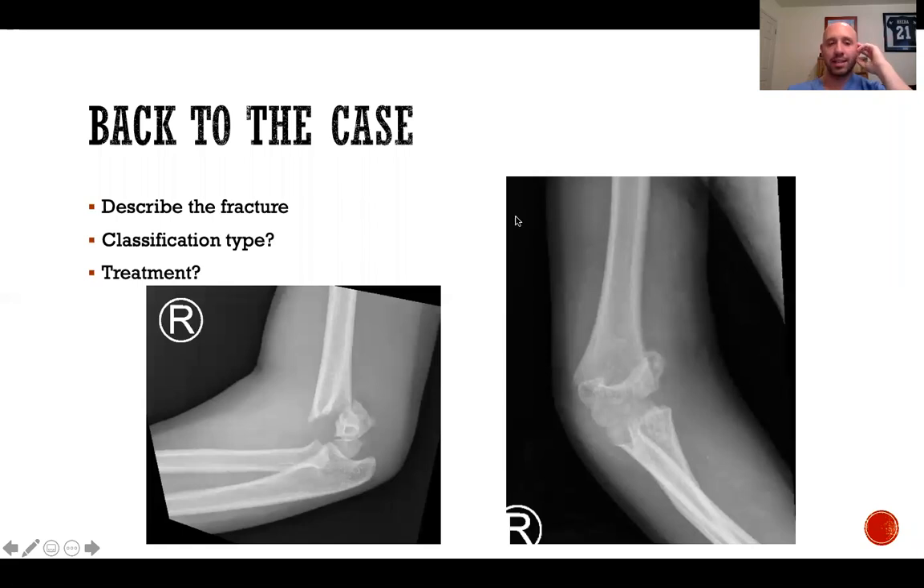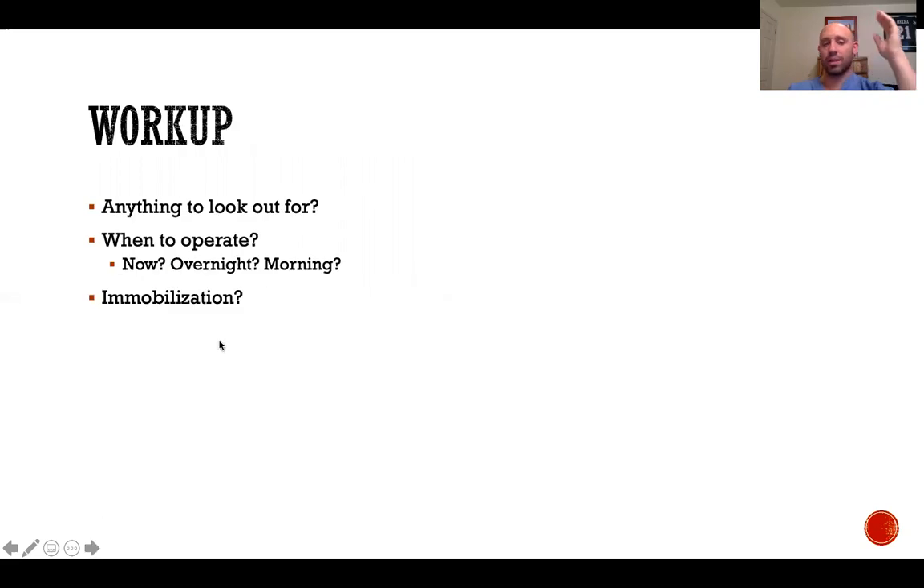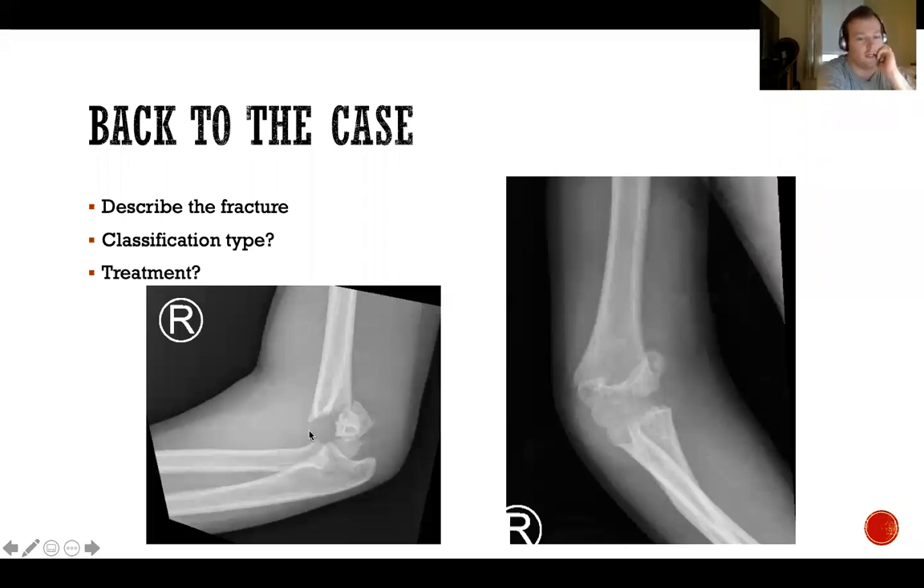Jeff, when you're seeing this patient in the emergency room, is there anything you're looking out for? Are you immobilizing this patient, and when are you going to operate on it? Say it came in at 8 or 9 p.m. Basically, when you have these types of injuries, you think about all of the important neurovascular structures that go across the anterior aspect of the elbow, because we have an extension deformity. Going back to the x-ray, you see there's a large proximal fragment of bone that can cause compression to your vasculature.